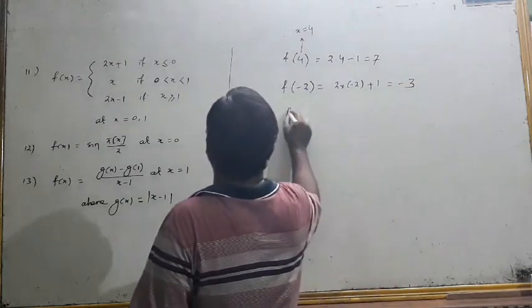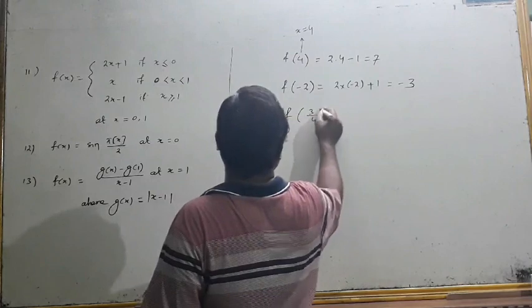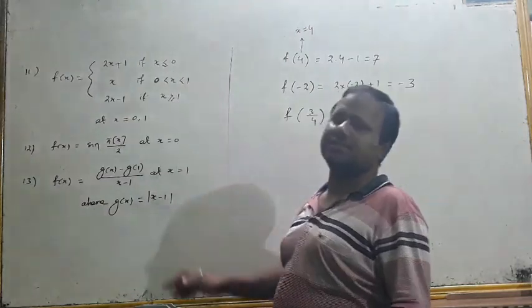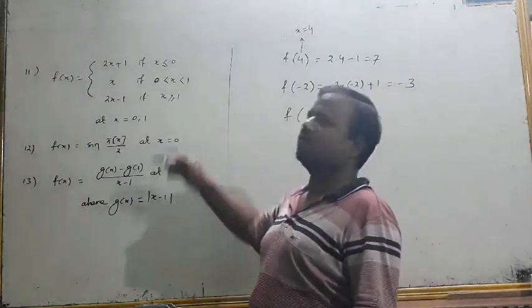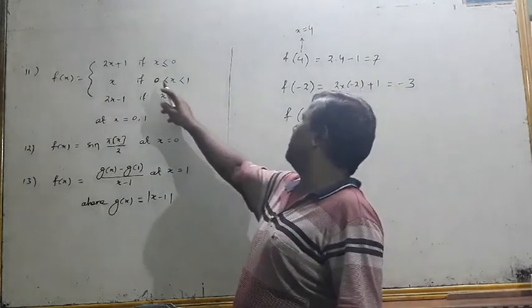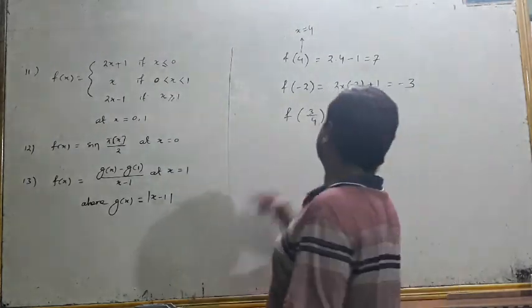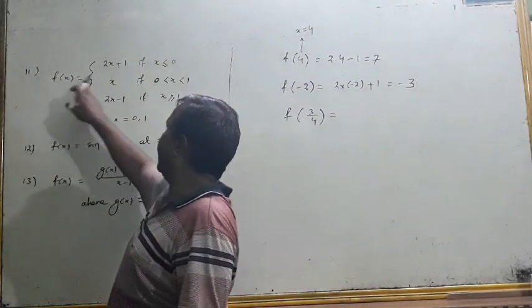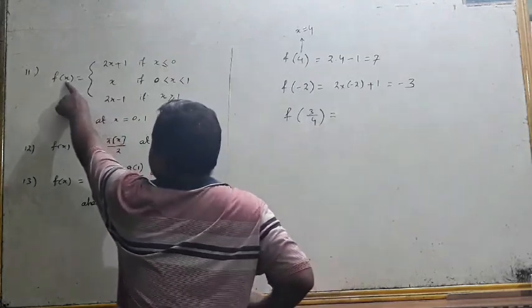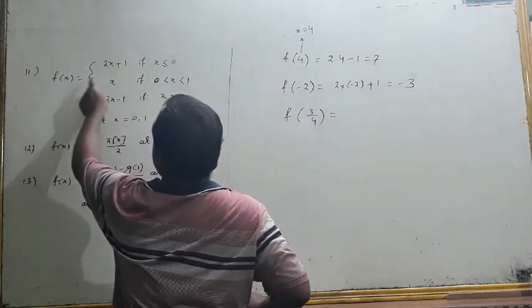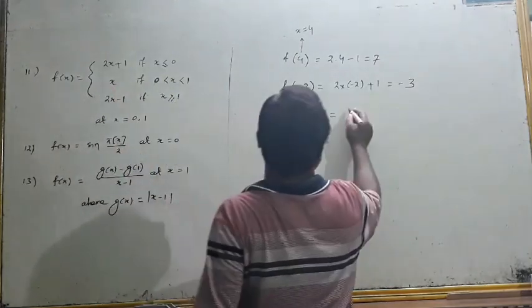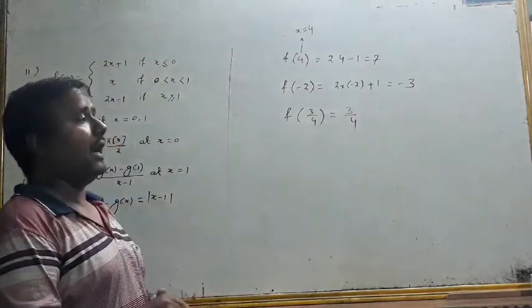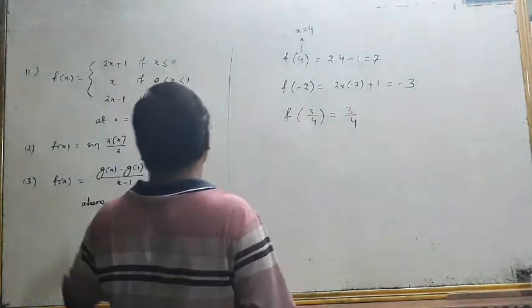If someone asks you what is the value of f(3/4), then in which category will it come? Is 3/4 less than 0? No. Is 3/4 greater than or equal to 1? No. Is 3/4 between 0 and 1? Yes. So f(3/4), what is the value of f(x)? f(x) is x. It means whatever you write inside, you just give the same answer here. So f(3/4) is 3/4. This type of function is this. Now I will tell you the test of continuity of this function.